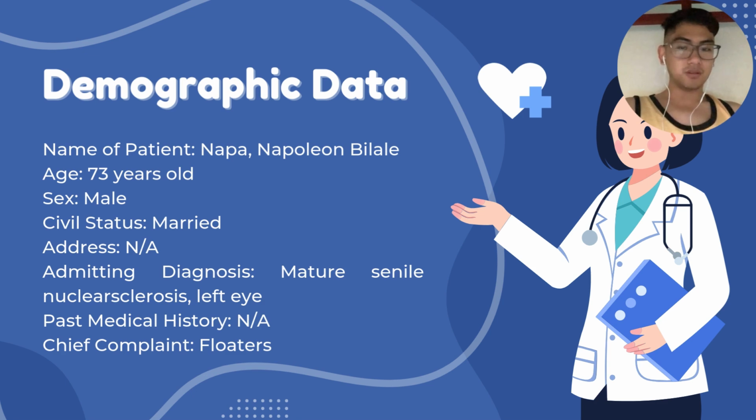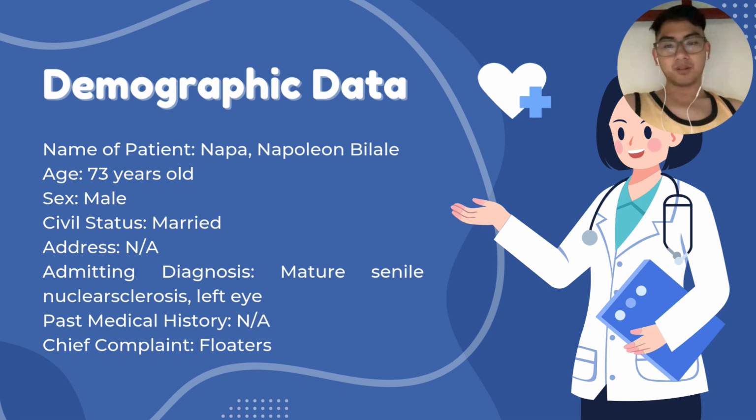Mature senile nuclear sclerosis is basically a type of cataract that commonly develops as part of the aging process. It occurs when the central part of the eye's lens, called the nucleus, becomes harder, denser, and more yellow or brown in color over time. Normally, our lenses are supposed to be clear and transparent, right? It's also called senile because it typically affects older adults, often appearing in people ages 60 and above.